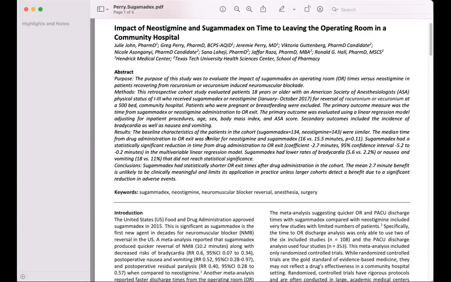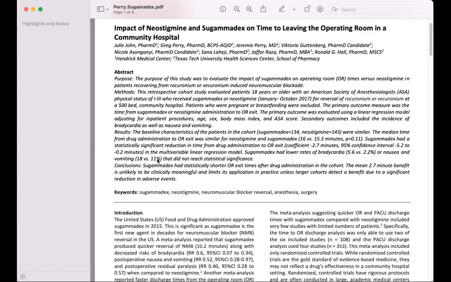When you look at it, you get your results. The number of patients and characteristics were the same, but the median time from drug administration to OR exit was similar for neostigmine and Sugammadex. It wasn't statistically significant, but it was a 30-second difference. Does that even have clinical relevance? It doesn't. Based on what we found internally, that didn't really support the use of Sugammadex within our institution. Now, we did see a statistically significant reduction in the time from drug administration to OR exit. That's something you have to look at, but in this case it was 2.7 minutes.